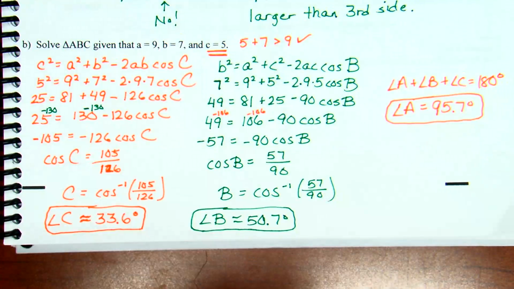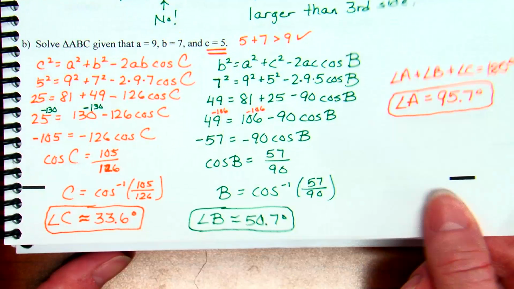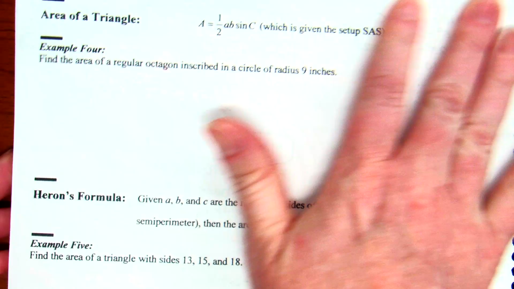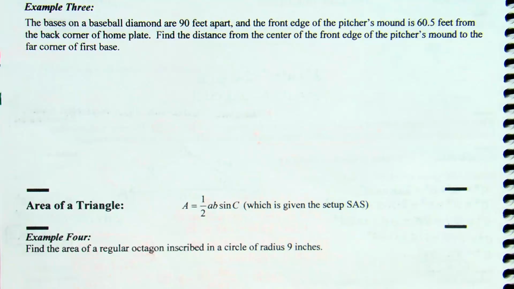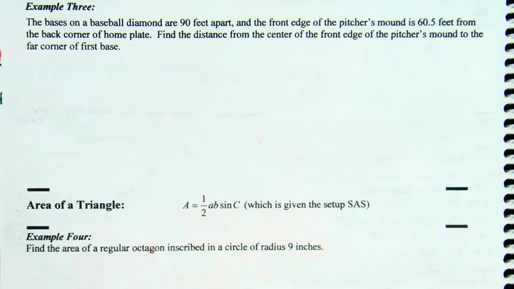Excuse me. All right. Example 3. The bases on a baseball diamond are 90 feet apart. The front edge of the pitcher's mound is 60.5 feet from the back corner of home plate. Find the distance from the center of the front edge of the pitcher's mound to the far corner of first base.